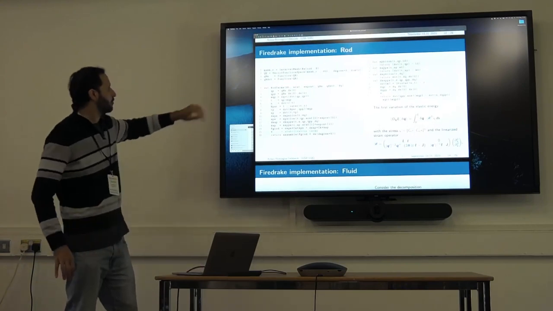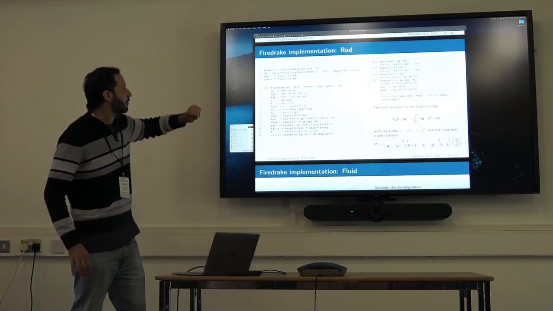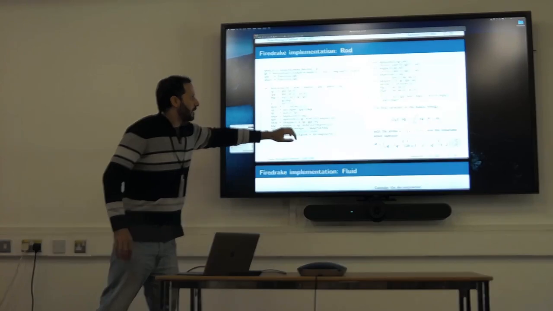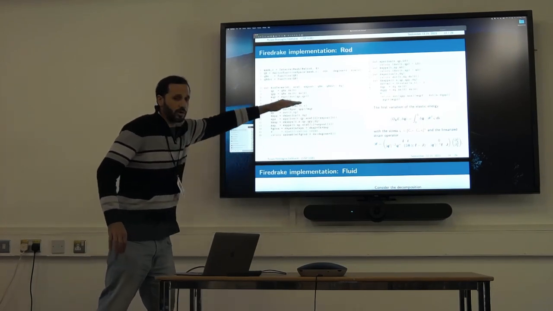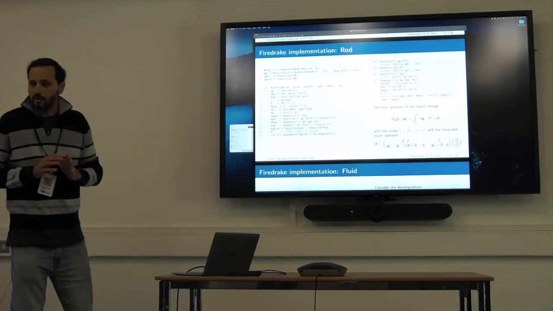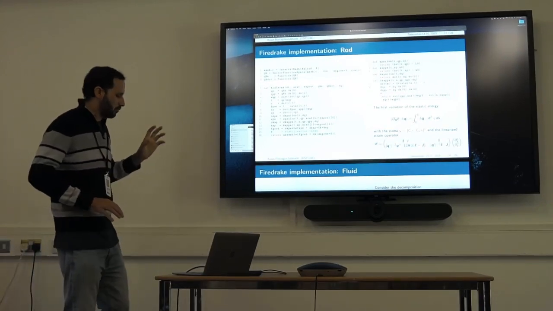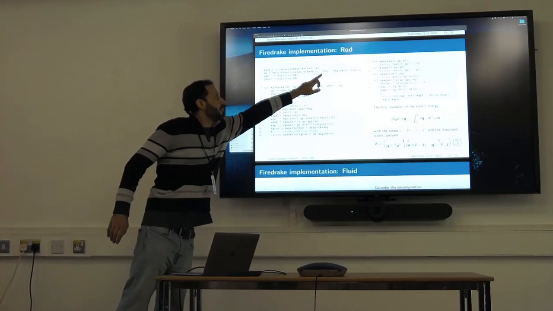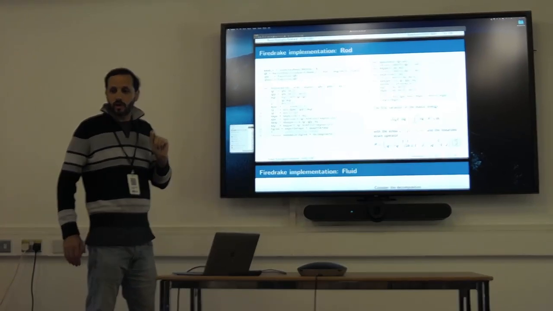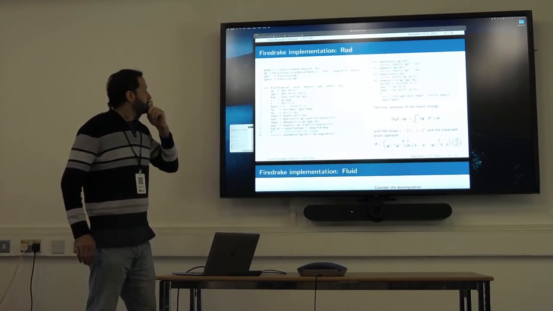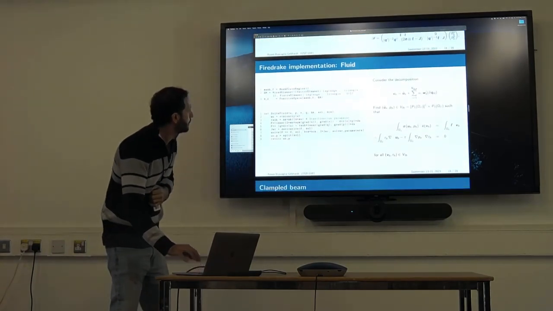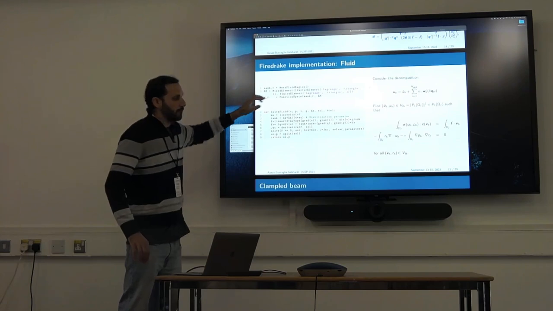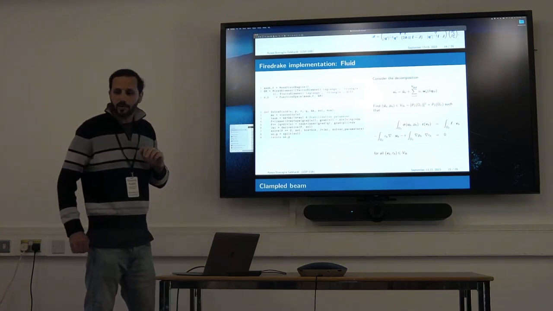So just to give a few details about the implementation of the rod, this is basically the first variation of the energy. You have to compute it like this. So it's a bunch of symbolic expressions that you implement easily in Fibrate. Just to show this is quite compact, you see I'm using Hermite elements for the rod, cubic Hermite elements. And for the fluid, it's even simpler. We use P1, P1 Lagrangian elements.